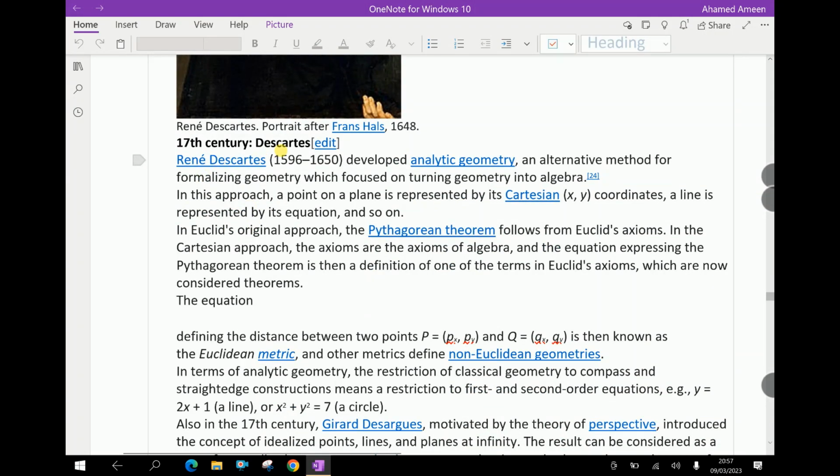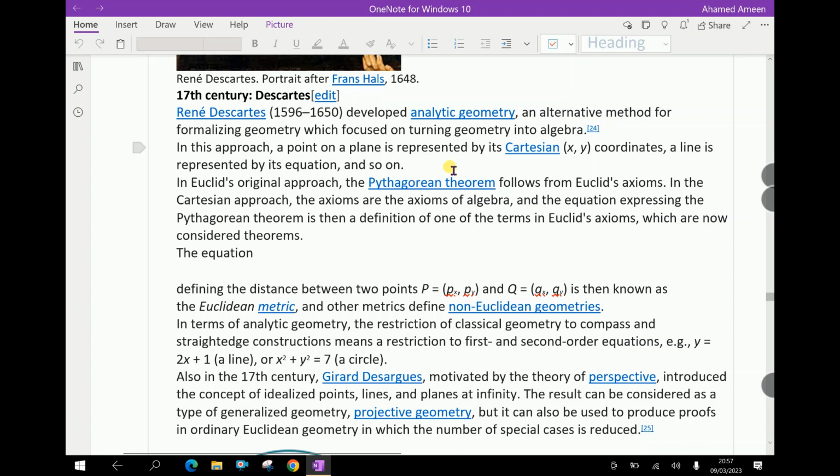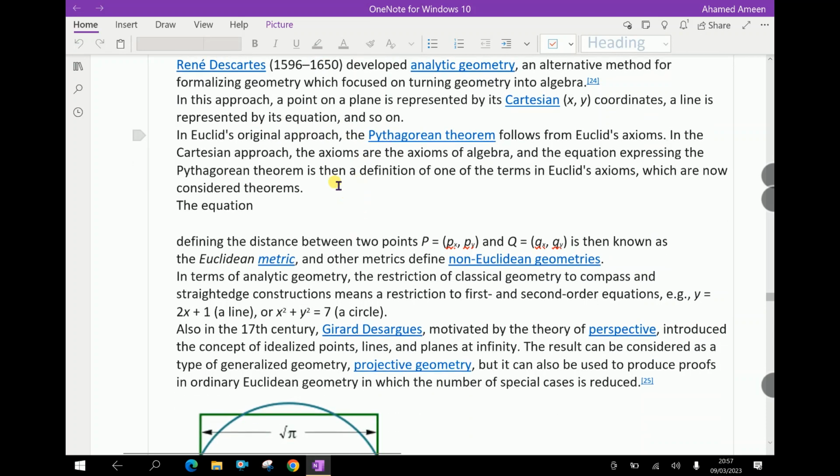In the 17th century, Descartes developed analytical geometry, an alternative method for formalizing geometry which focused on turning geometry into algebra. In this approach, a point on a plane is represented by its Cartesian xy coordinates and a line is represented by its equation and so on. In Euclid's original approach, the Pythagorean theorem follows from Euclid's axioms.